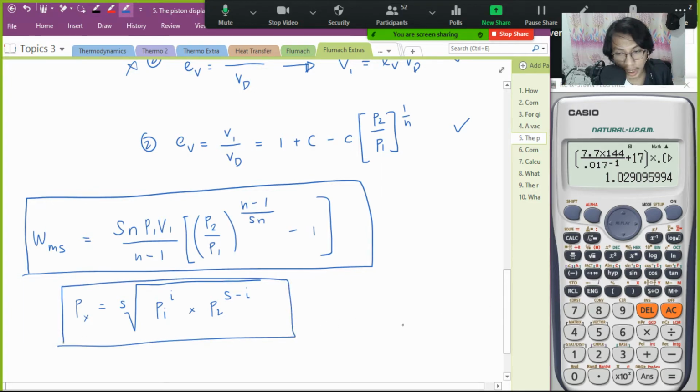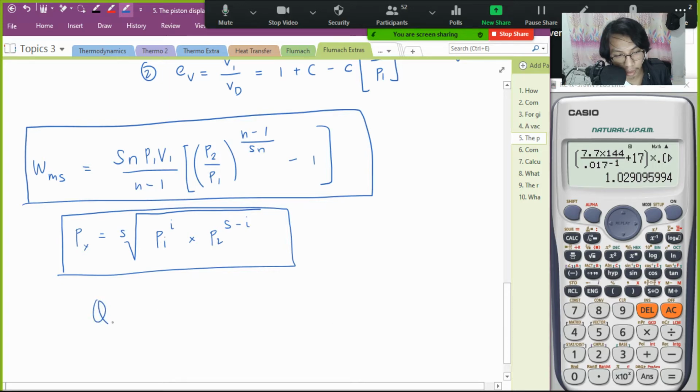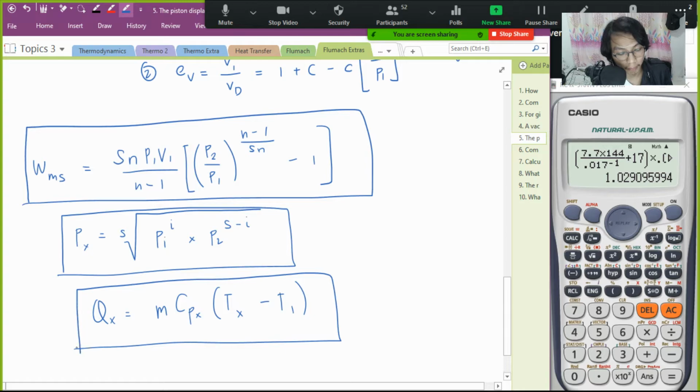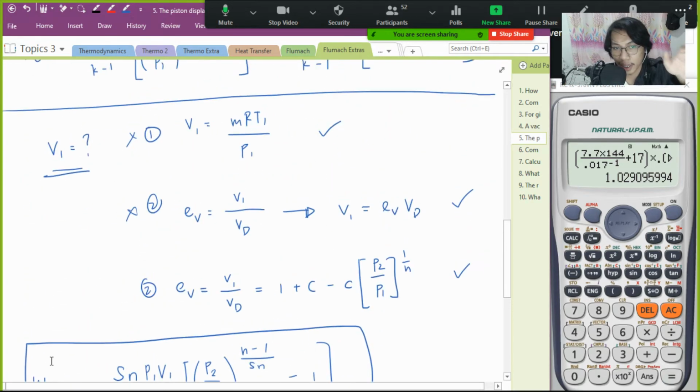How about naman the heat that is taken out of the intercooler? The QX is equal to mass nung pumasok na coolant dun sa iyong intercooler, yung CP nun, okay, temperature niya, Tx minus T1. Okay? Ito lang yun. Meron pa ba iba? Wala na sir. Yan na lang. So let us solve yung number 5. Binigay ko na sa inyo yung summary ha. Huwag nyo kalimutan yan.